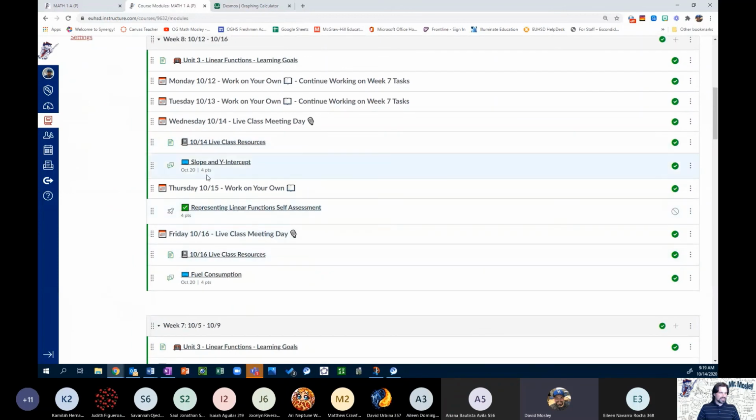Lastly, our weekly assignment. I'm not quite done putting it together. It's almost ready. This will be our first self-assessment. The self-assessments are the highest valued assignments that we have in this course. The self-assessment will consist of three parts. The first part is a demonstration of understanding. It will be a problem that you will need to solve, and it will have to do with linear functions.